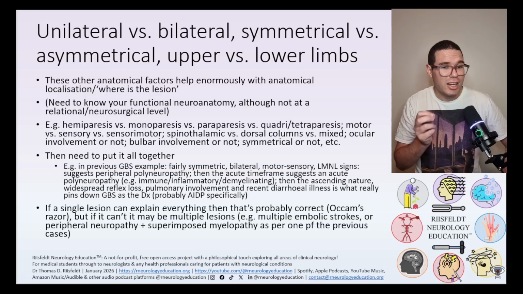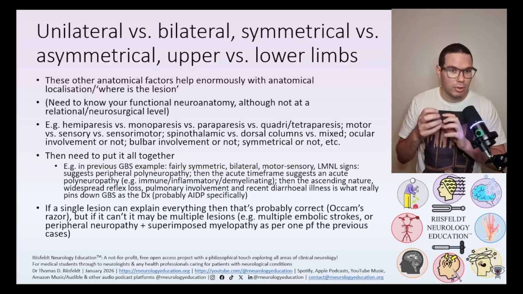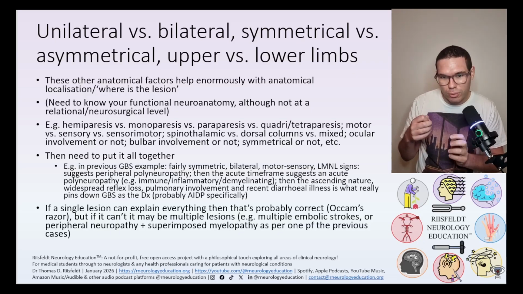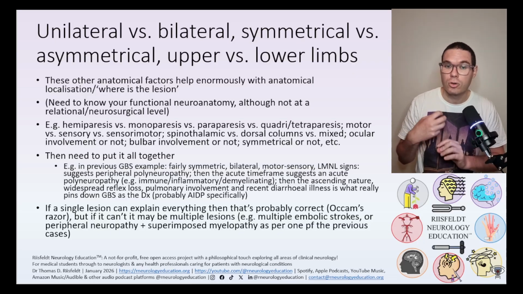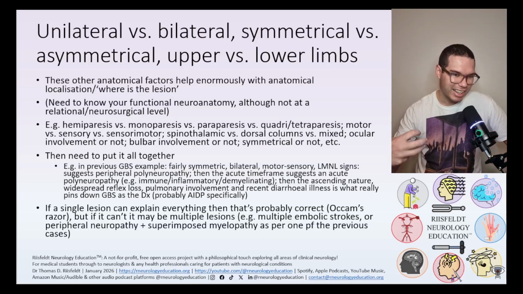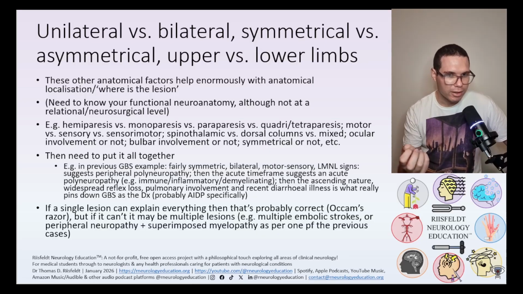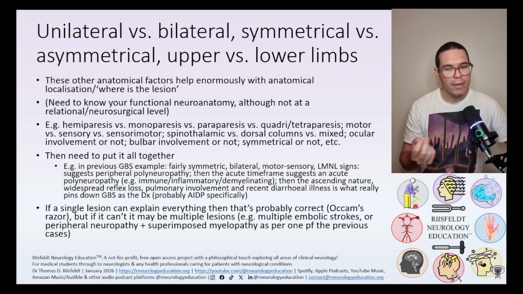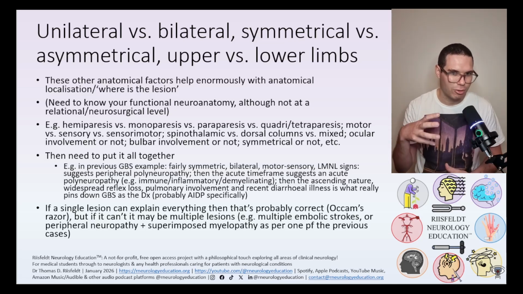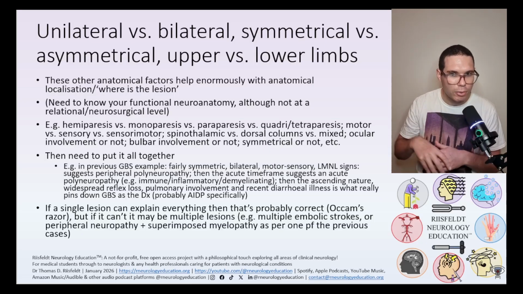Now, in order to do this, you need to know your functional neuroanatomy. You don't really need to know it at the relational neuroanatomy, neurosurgical level, because unless you're a neurosurgeon, you're not doing the neurosurgery, but you need to know how the system works. And then putting that in clinically, you need to identify patterns such as a hemiparesis versus a monoparesis versus a paraparesis versus a quadri or tetraparesis. And of course, you can substitute in sensory for paresis weakness in all of those limb combination patterns as well.